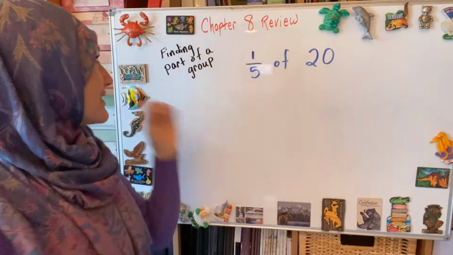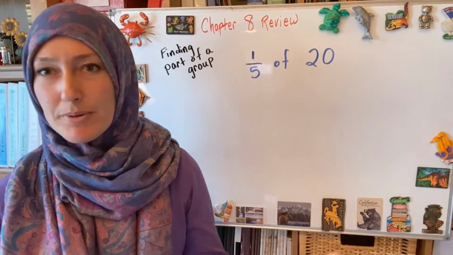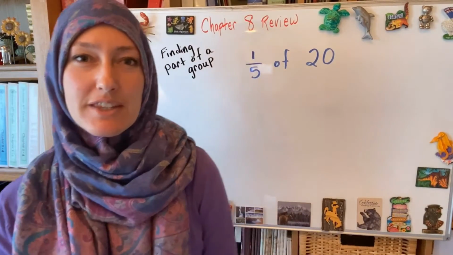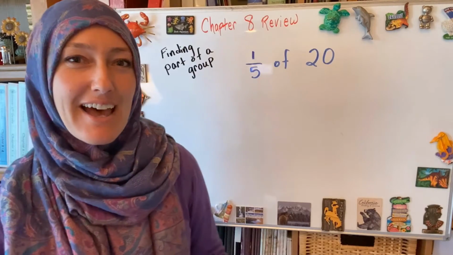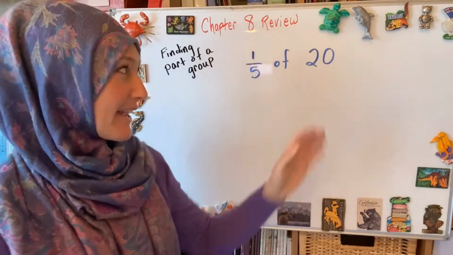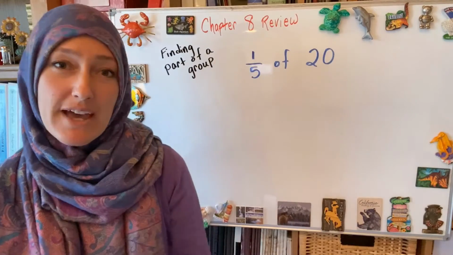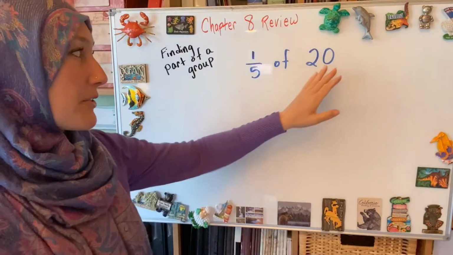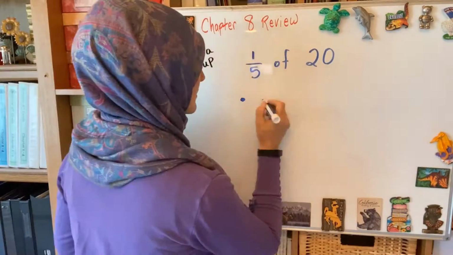Okay, this section is finding part of a group using fractions. So if I get a word problem that says, 1/5 of the chocolate in a box of See's candy has almonds, and I want to know how many pieces that is, and I have 20 pieces all together. How much is 1/5 of that amount? When you do these kinds of problems, you always want to model it, starting with how much you have. So I'm going to model my 20 pieces of chocolate.